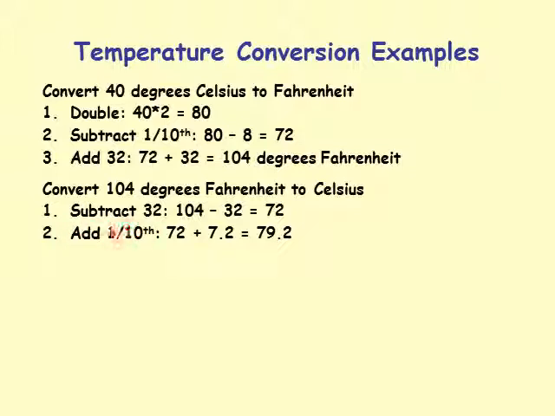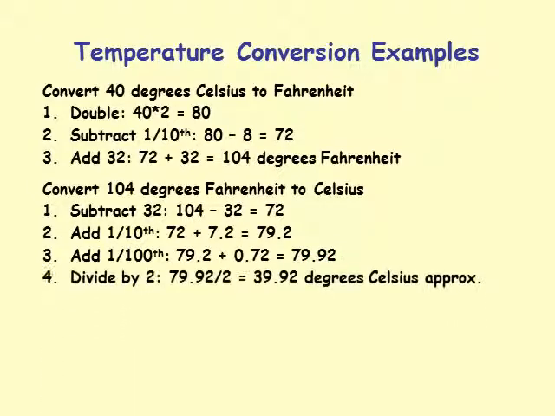Instead we are going to add a tenth, which is 72 plus 7.2, is 79.2. If I had added a ninth, 72 plus 8 would be 80, which would be exactly where we started. But here it is an approximation. Then add another hundredth, which would get me a better approximation. So we're getting closer here. 79.2 plus 0.72, a hundredth of that, is 79.92. Then we could continue adding some more terms, which would get me closer and closer.